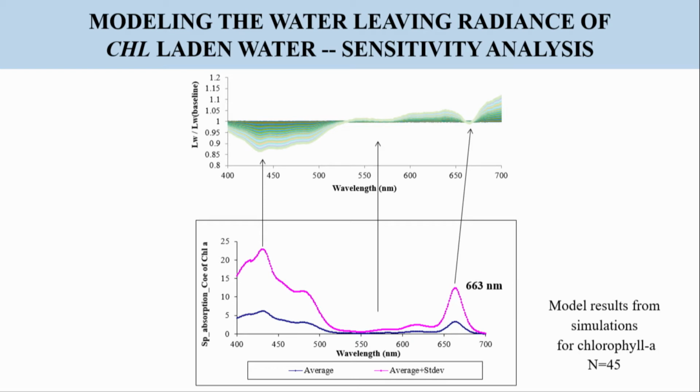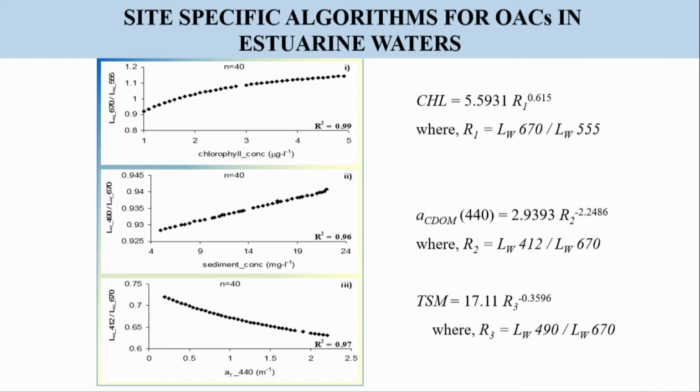Now prior to going for the algorithm which would work irrespective of the turbidity levels, we have developed some site specific algorithms. These are the site specific algorithms for chlorophyll, for CDOM and TSM. In the case of chlorophyll, this is from estuarine water, and that too this has been developed for the water column during the pre-monsoon period. So for chlorophyll we have used 670 nm and 550 nm of the OCM sensor, while for CDOM we have used 412 and 670 nm, for TSM 490 and 670 nm.